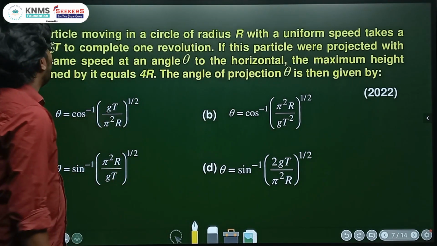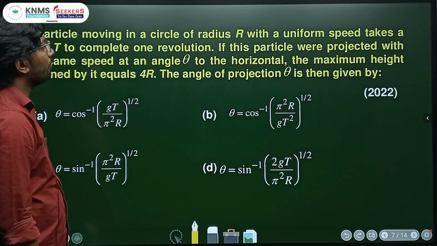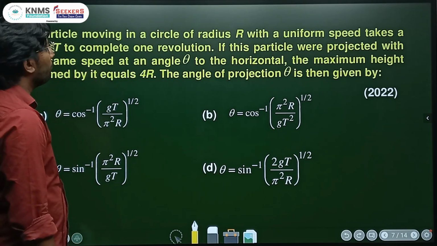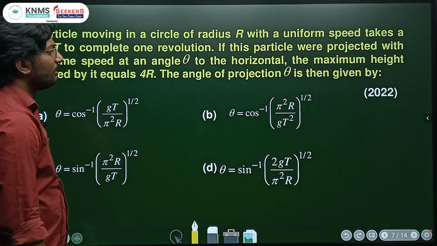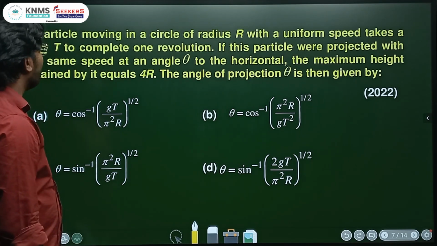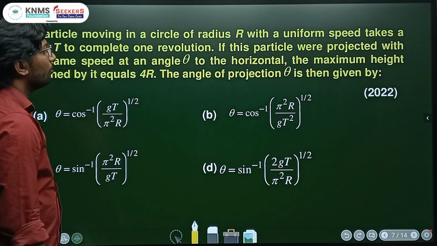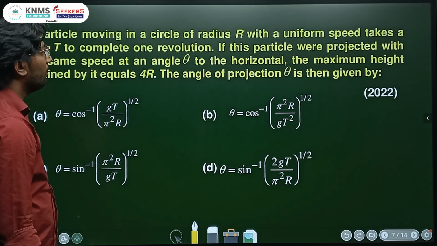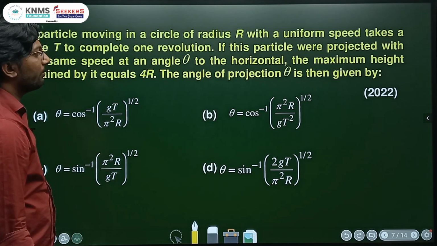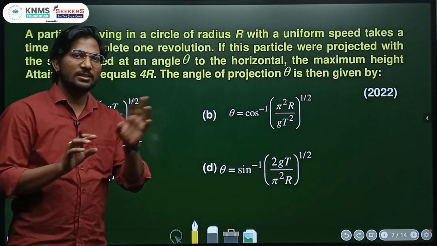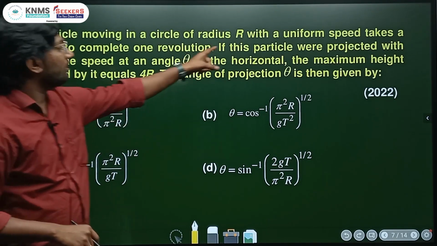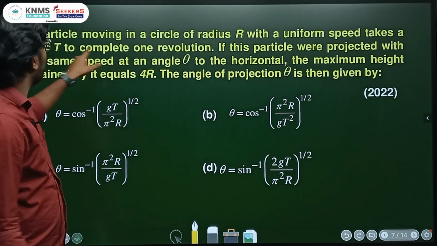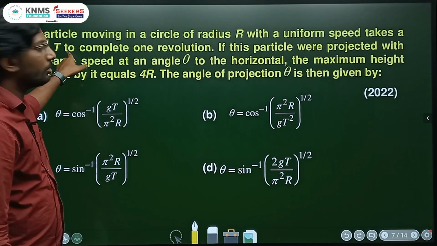Next question. A particle is moving in a circular track of radius r with uniform speed and takes time t to complete one full revolution. If this particle were projected with the same speed at an angle theta to the horizontal, the maximum height attained by it equals 4r. Then the angle of projection theta is given as? So in this there are two things. One is circular motion: it is moving with uniform speed in a circle of radius r and completes one full revolution in time t.